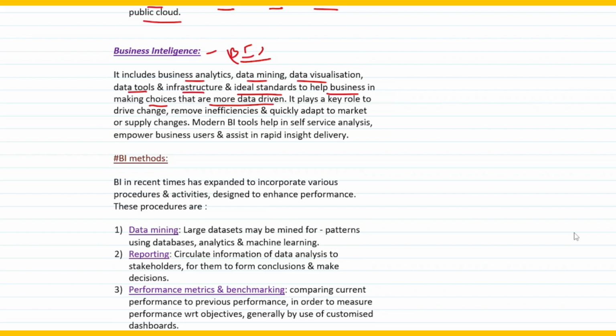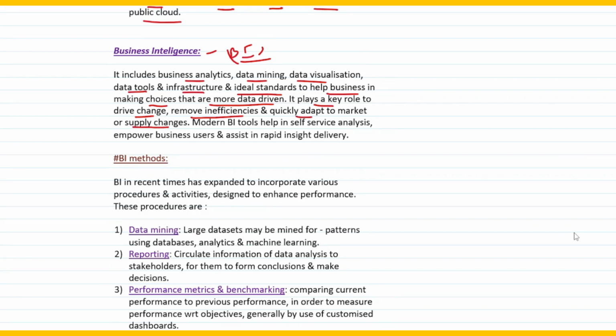So basically business intelligence is what? It includes business analytics, data mining, data visualization, data tools, and infrastructure and ideal standards for helping business in making choices that are more data driven. So basically business intelligence has all the data, or it can be used as a tool which is more data oriented, right? It plays a key role to drive change. So if you want to bring any change in the organization, business intelligence can be a very handy tool. It can remove inefficiency. So any drawbacks or any disadvantages that an organization has, that can be removed with the help of business intelligence tools, and it can quickly adapt to market or supply changes, right?